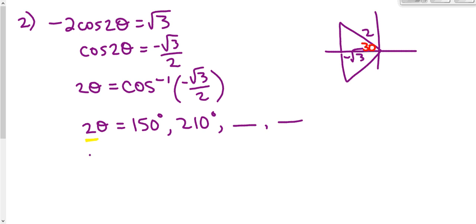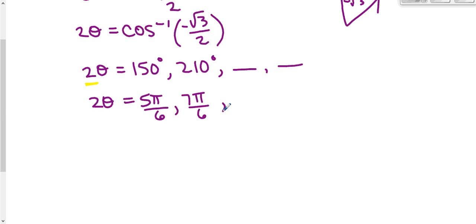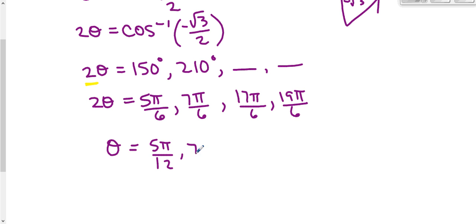But if we want to, before we do that, we can convert our answers into radians. So we have 5 pi over 6, and we have 7 pi over 6. And when we add 2 pi to those answers, we end up with 17 pi over 6 and 19 pi over 6. And then we're going to divide everything by 2. So we get theta is 5 pi over 12, 7 pi over 12, 17 pi over 12, and 19 pi over 12.